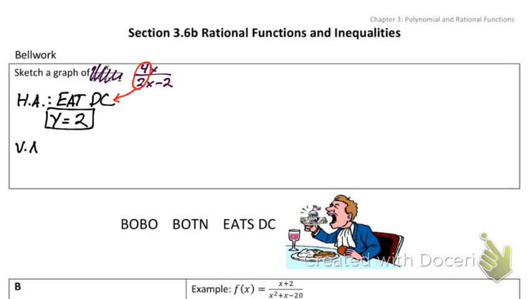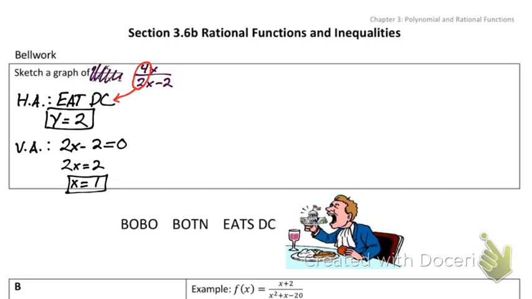Let's find our vertical asymptote. Our vertical asymptote is just where our denominator equals 0, because it can't equal 0, so that's where our vertical asymptote is going to be. So I'm going to set it equal to 0. 2x minus 2 equals 0. We'd add 2 to both sides, so we'd have 2x equals 2. Divide by 2, we have x equals 1. I now have a vertical asymptote.